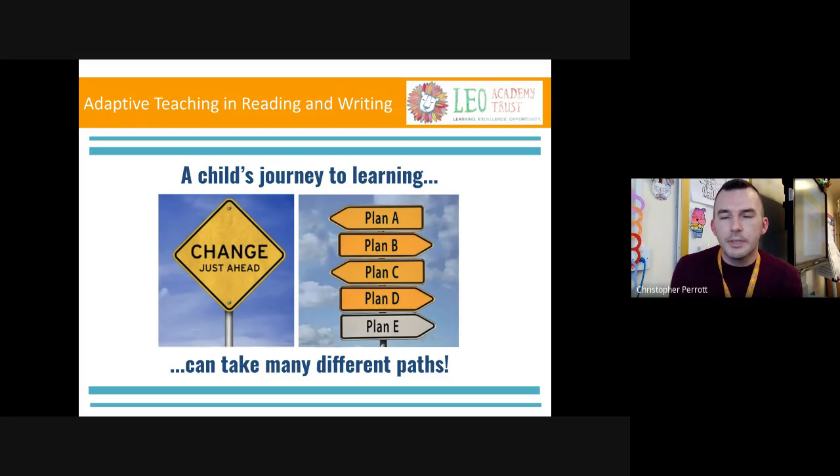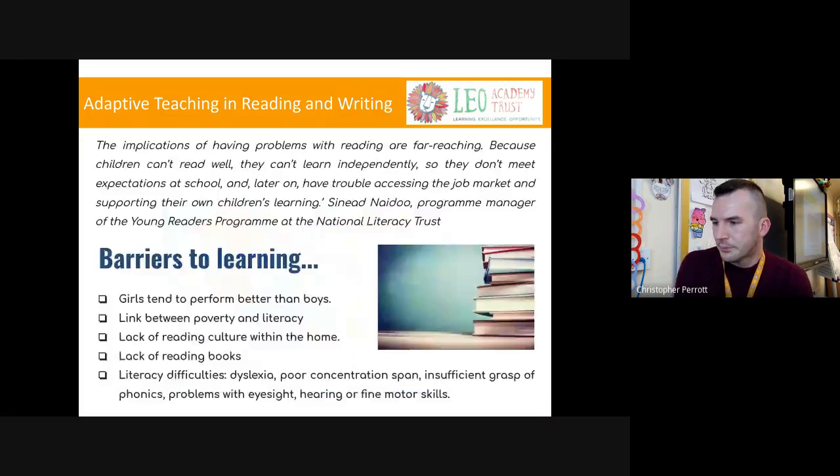So, quick picture, because now what we're going to think about is the changes that are coming ahead. Now, a child's journey to learning can take many different paths. What I'm going to do now is take you through each of the areas: reading, spelling and phonics, and then writing. And I'm going to give you a suggestion of what you can do in each of those areas for how to adapt. Now, there are hundreds of ideas out there, and these are just some of my top ones that I've used previously that I can talk you through and build in any of the suggestions that we might have as well.